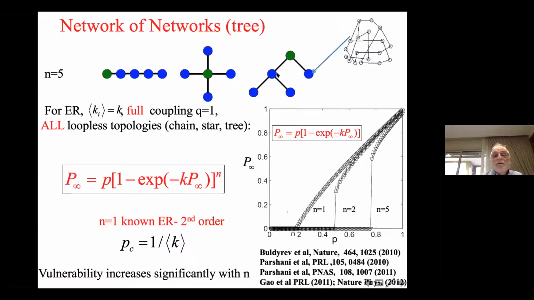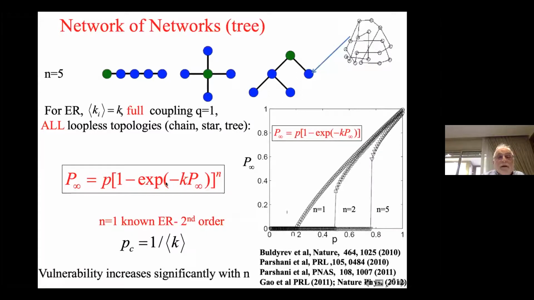What comes out, if you do it analytically correctly, you find that instead of getting the formula that we get for a single network, this one, which gives you a continuous transition, you get a new formula which is not very different, very little different.